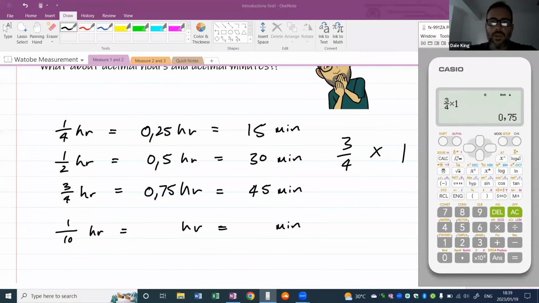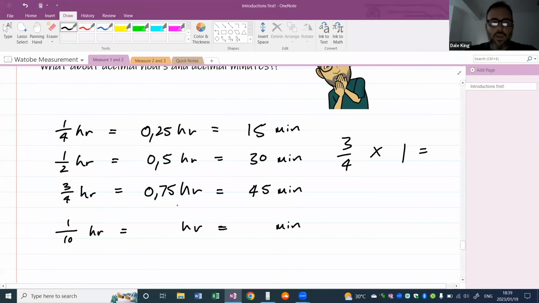All right. 1/10, I'm sure there are some answers there. 0.1, good. So 1/10 of an hour is 0.1 of an hour in decimal form. What is that in minutes? We have 1/10. Okay, 6 minutes. Very good.